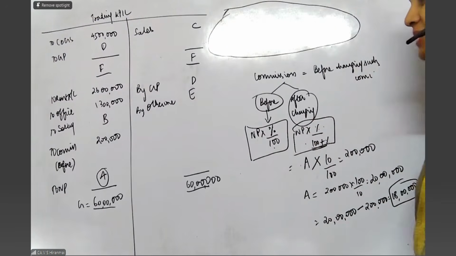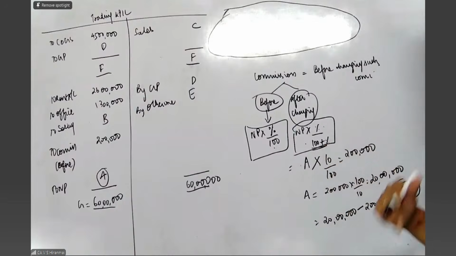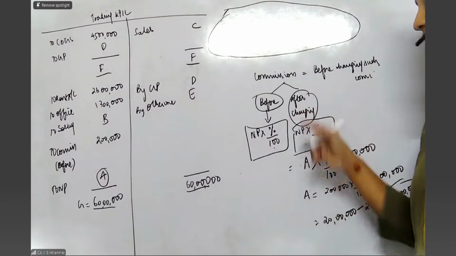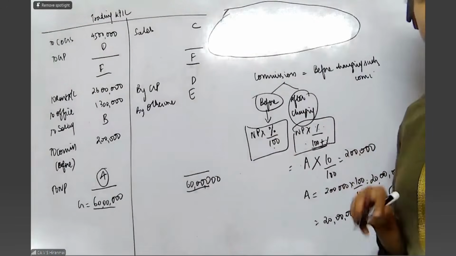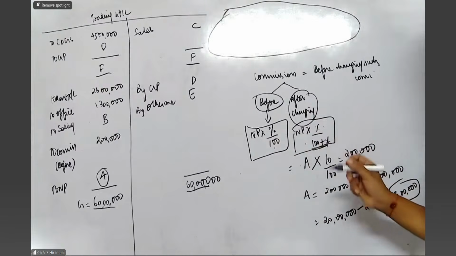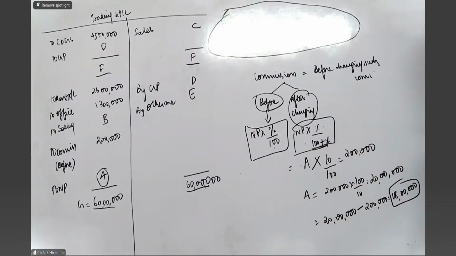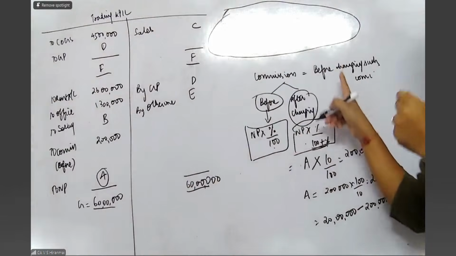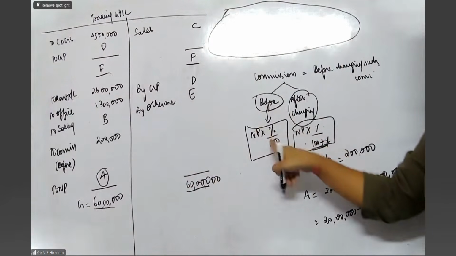Why are you doing that, madam? If you try to understand the logic here, you might get confused. After charging such commission means the net profit already has the commission deducted. That's all. So to make it easy, they are just taking it as 100 plus the percentage. In this question, you want to find the net profit using your commission, so you should use this formula.